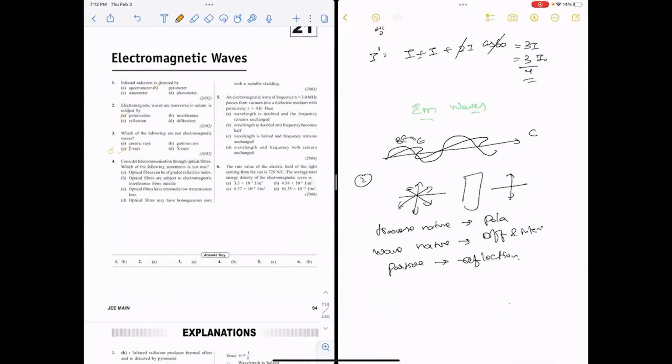Consider telecommunication through optical fiber. Which of the following statements is not true? Optical fibers can be of graded refractive index. Optical fibers are subject to electromagnetic interference from outside. Optical fibers have extremely low transmission loss. That is right. Optical fibers may have a homogeneous core with a suitable cladding. Right. So the odd one out, the wrong one, is being subjected to electromagnetic interference.